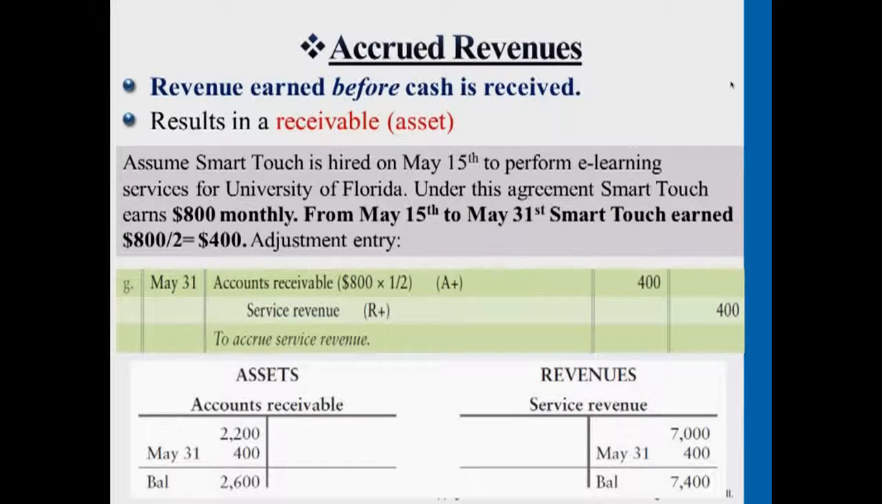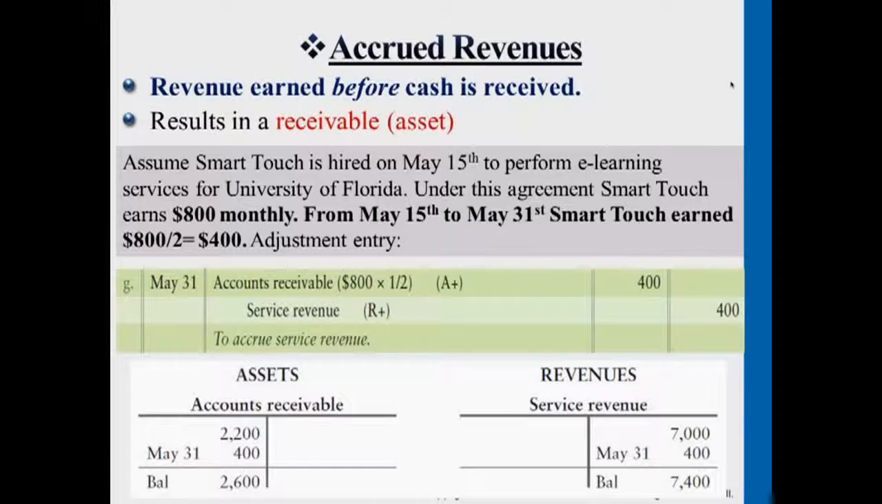So from May 15th all the way to the end of May, there has been 2 weeks already. So if SmartTouch company has been providing e-learning services for 2 weeks, even though the regular pay date probably is June 15th next month, exactly a month later, when they should be getting this $800. But by the end of this month, if we want to do a monthly statement, we want to represent the work that the company has already provided to clients.